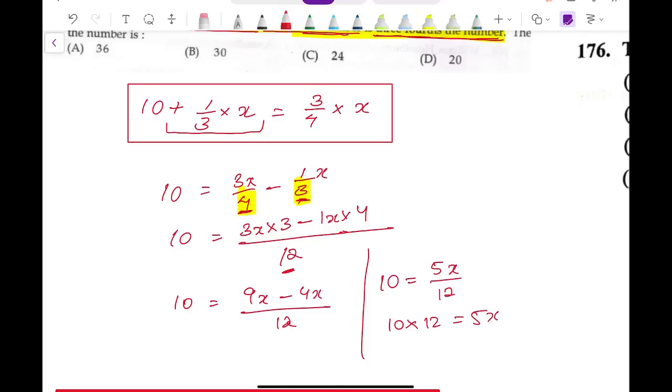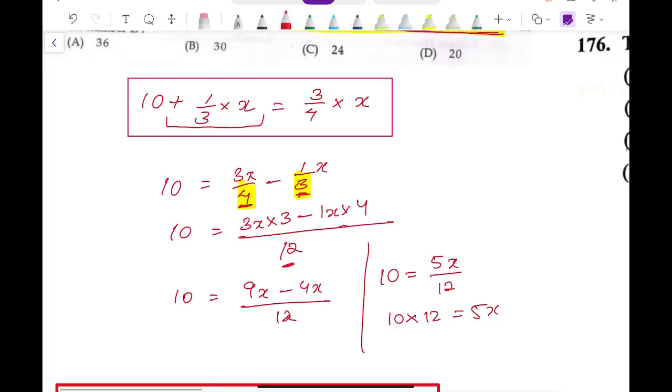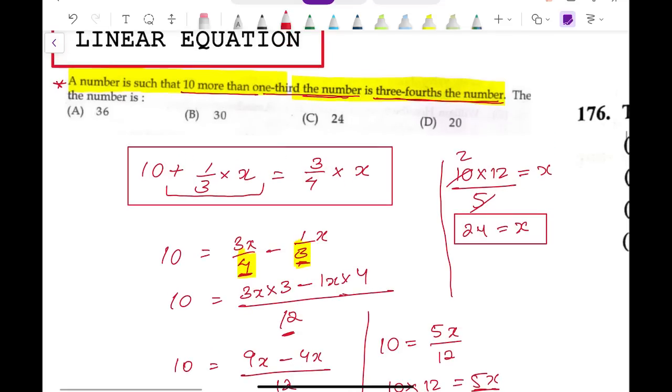Now whenever you are transferring a number which is with a variable, like this 5x, or any kind of x, in that case we transfer that number to the denominator. So 5 how much? 2 are 10. So 2 into 12 is 24. So the x value is nothing but 24. So the answer here is 24.